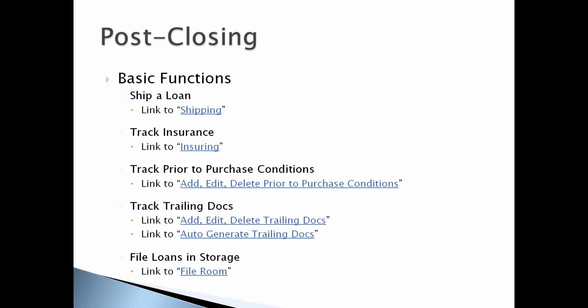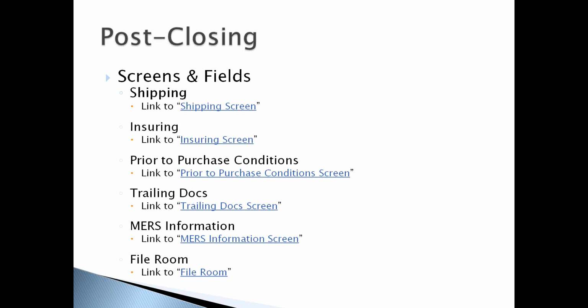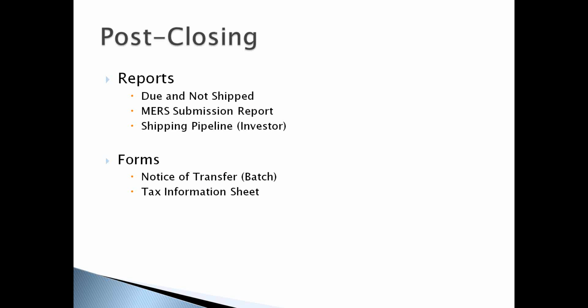Some of the basic functions that we'll cover are how to ship a loan, track insurance, track prior to purchase conditions, track trailing docs, and of course your file loan storage. Some of the screens that we're going to cover include shipping, insuring, prior to purchase conditions, trailing docs, MERS information, and of course the file room.